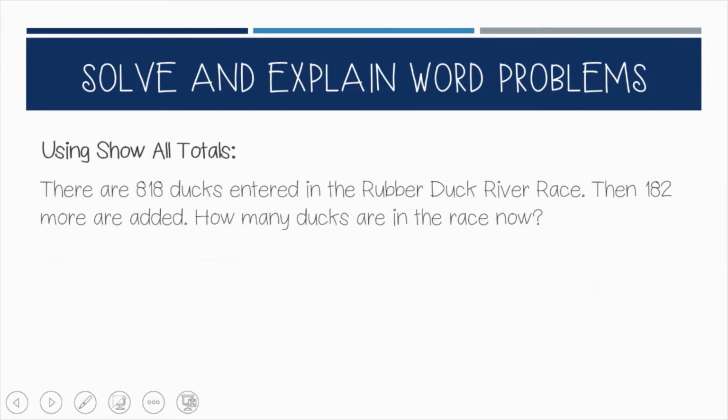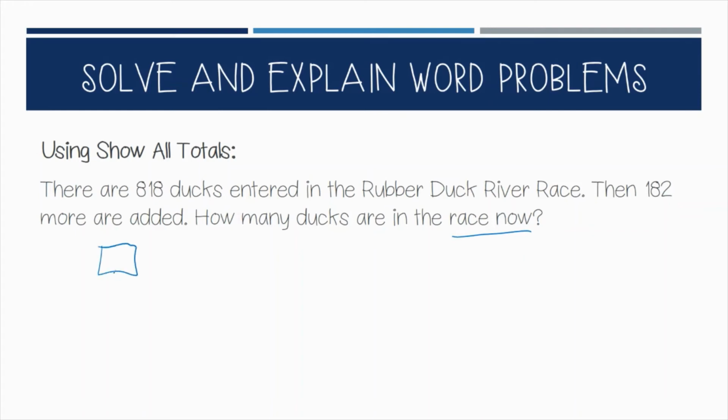Now, with this problem, we're going to be using a strategy called showing all totals, or show all totals. Let's read the problem. There are 818 ducks entered in the Rubber Duck River Race. Then 182 more are added. How many ducks are in the race now? So we want to know the new total of the ducks.